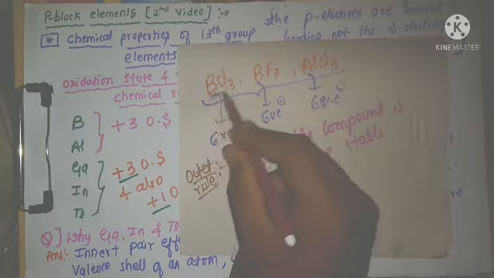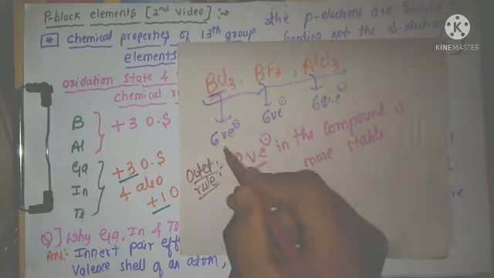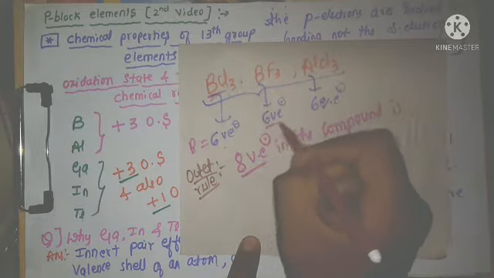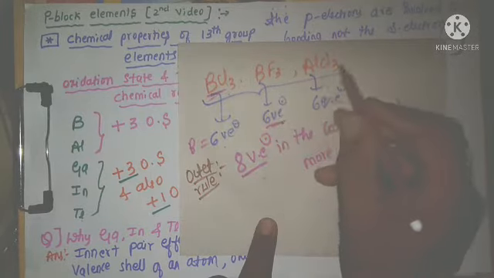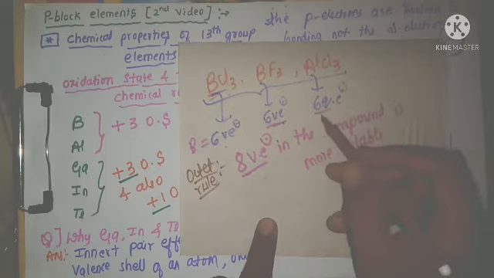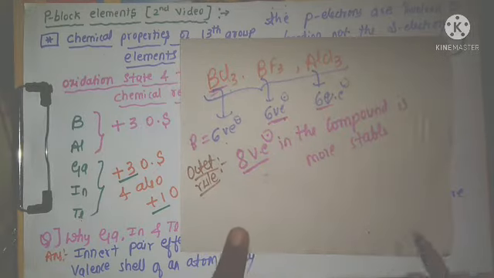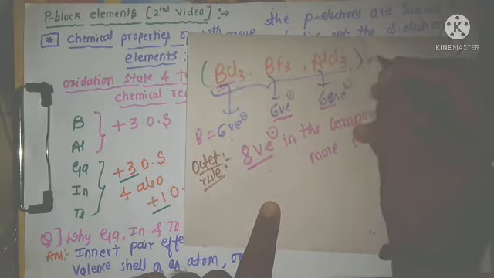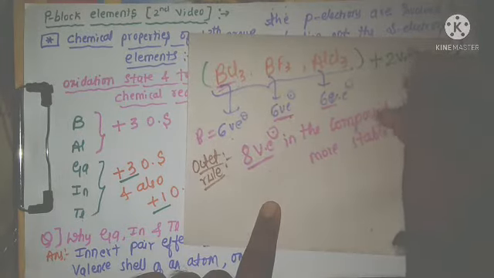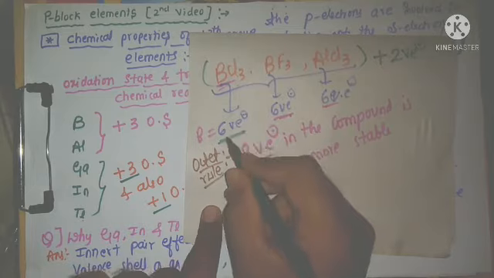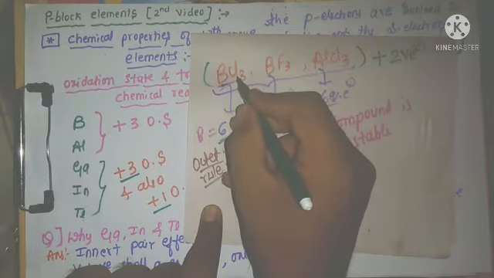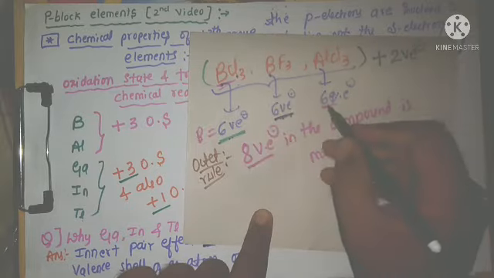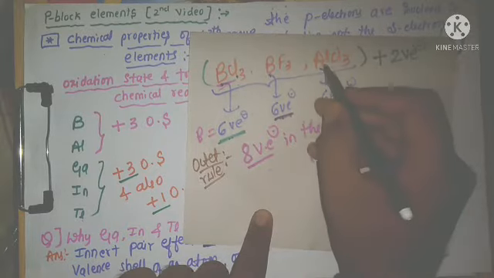But in BCl3, the boron is having how many valence electrons? Only 6. In BF3 the boron is having how many valence electrons? Only 6. In AlCl3 also the aluminium is surrounded by how many valence electrons? 6. Means how many electrons are still required? 2 valence electrons are required. Means 2 electrons are required for the boron in BCl3, again 2 electrons for the boron in BF3, and 2 electrons for the AlCl3.